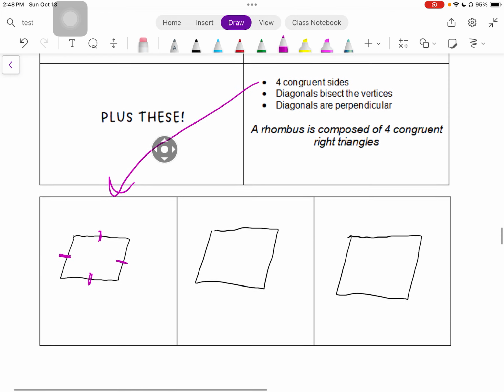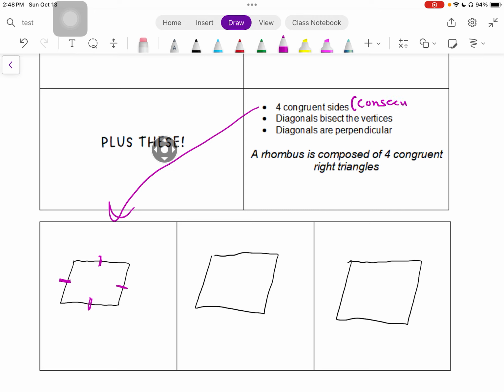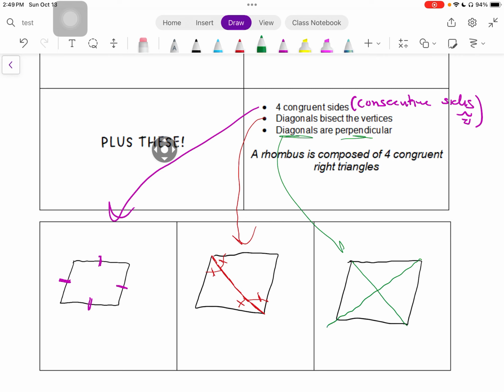Another way that you might see it written down is that consecutive sides are congruent. That's another way it can be written down. This one, diagonals bisect the vertices. So if you have a diagonal here, it means that these angles are going to be the same. These vertex angles get bisected. That comes up when solving for missing angles. You'll see that in one of the examples down below. And then lastly, diagonals are perpendicular. So again, down here, if we draw 2 diagonals, we get right angles on the inside, right angles here. And that's why it says a rhombus is composed of 4 congruent right triangles, talking about these right triangles here.